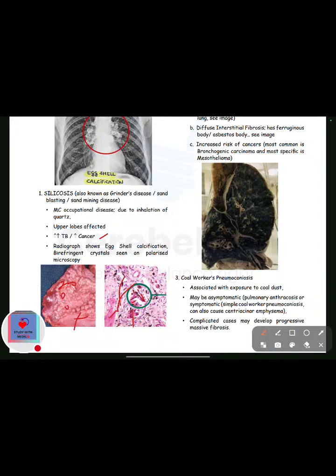Silicosis is also known as Grinder's disease, sand mining disease, or sand blasting disease. It is the most common occupational disease, due to inhalation of quartz. Upper lobes are affected, with increased chances of TB or cancer. Radiograph shows eggshell calcification, and on polarized light you will find birefringent crystals.